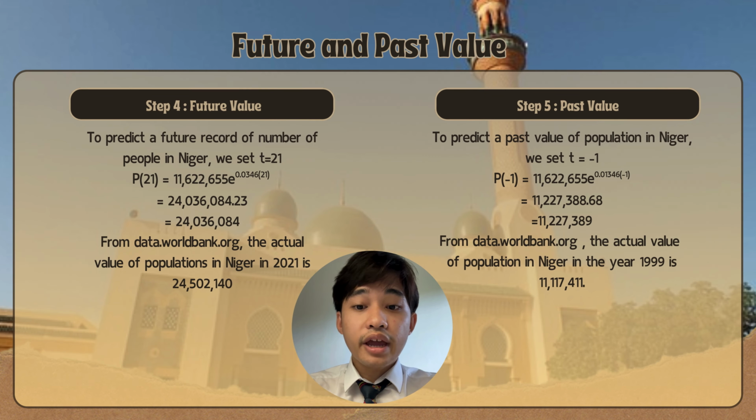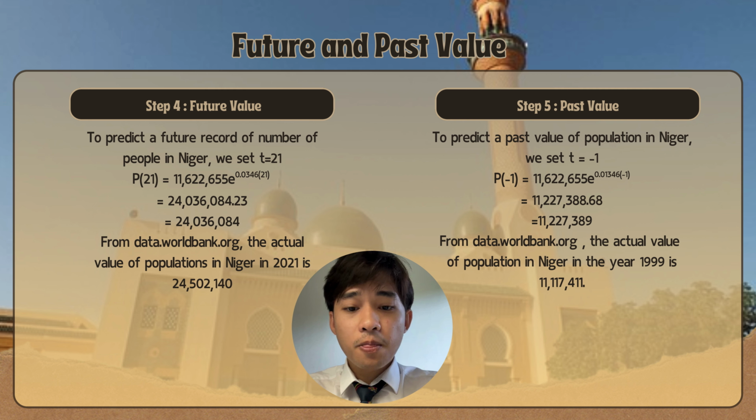Now, let's look at the future and past values of Niger's population using a mathematical model. In step 4, we predict the future population. We use the formula and put t as 21 because 2000 is taken as the base year, and we substitute the value. The calculation gives us a predicted value that is quite close to the real data.